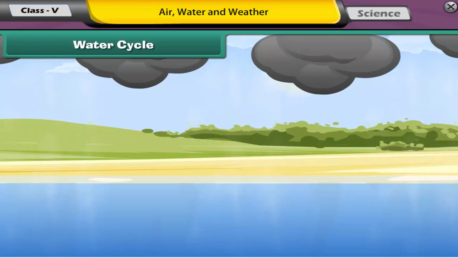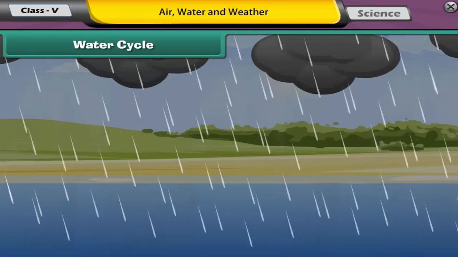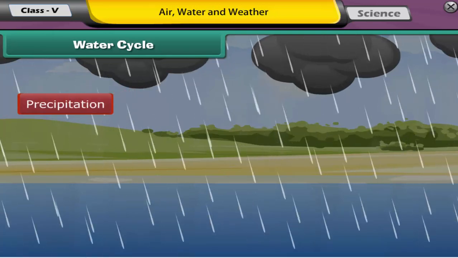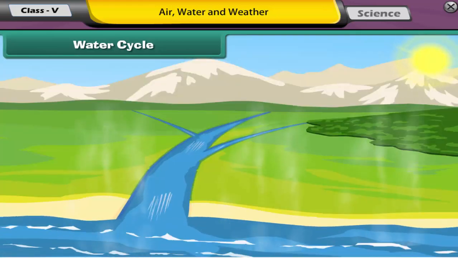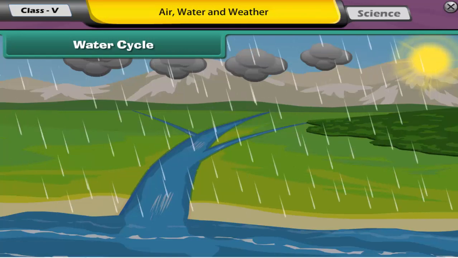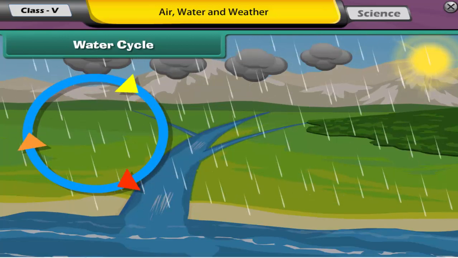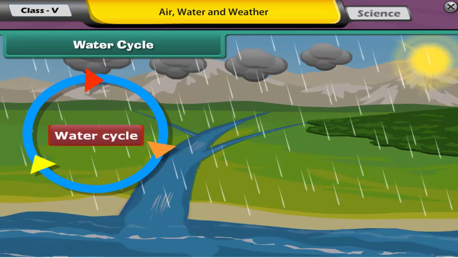When the water molecules in clouds begin to collect, they form bigger droplets and fall down as rain, snow, or hail, depending upon the temperature. This is called precipitation. Finally, the water reaches the water bodies and gets collected there. Well, you can see water is constantly cycling from land to air and back to land again. This process is known as the water cycle. Therefore, kids, water on our earth will never come to an end.